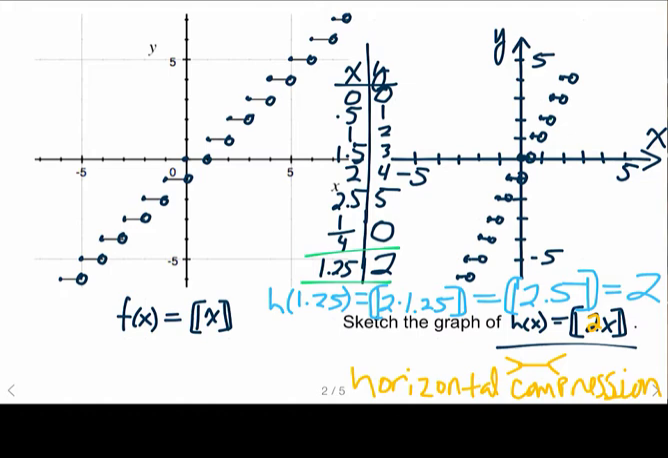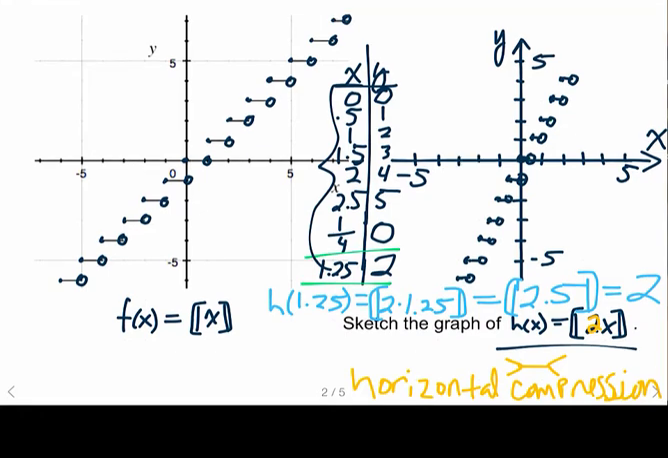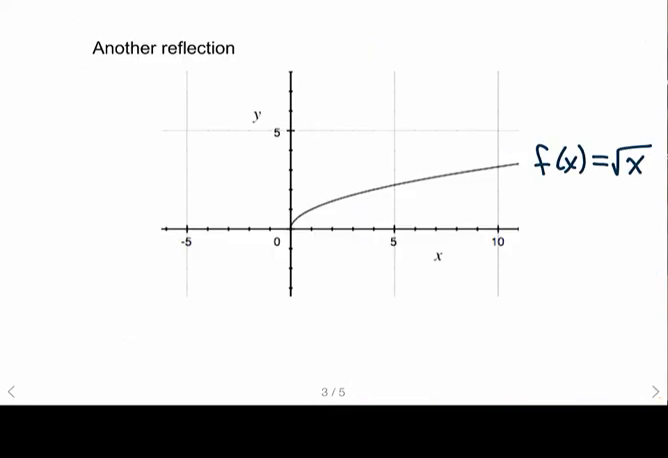When all else fails, we can use a table of values, and hopefully we'll start to get a handle on this as we work through some problems on our own. After all, that's what homework's for. Now we're going to move on to another kind of reflection from what we've seen in the past. See, I wasn't lying. Another reflection.